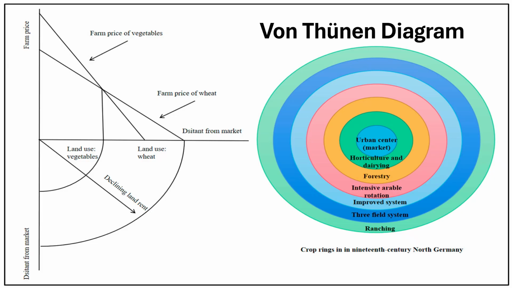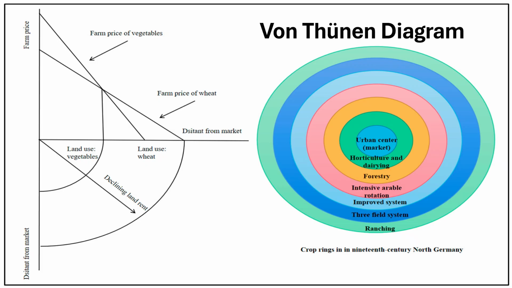I have put up the von Thunen model on the screen for you to see the rings. In the very center is where you're going to find your markets to sell your crops. That's where the people are. Surrounding the people, you're going to find your dairy and your horticulture, your fresh fruits, vegetables, and milk. They are very perishable, so they are very close to the people.